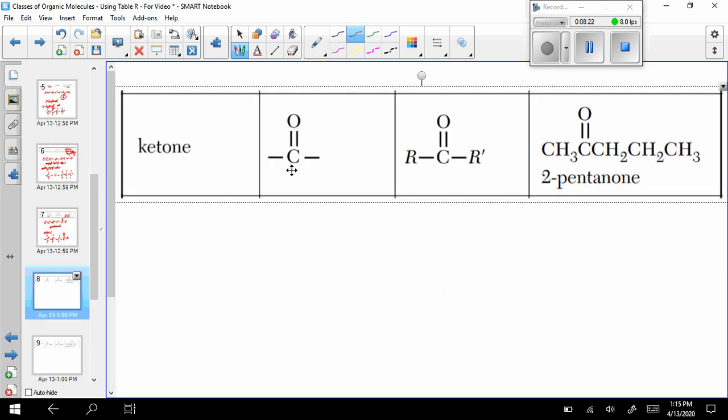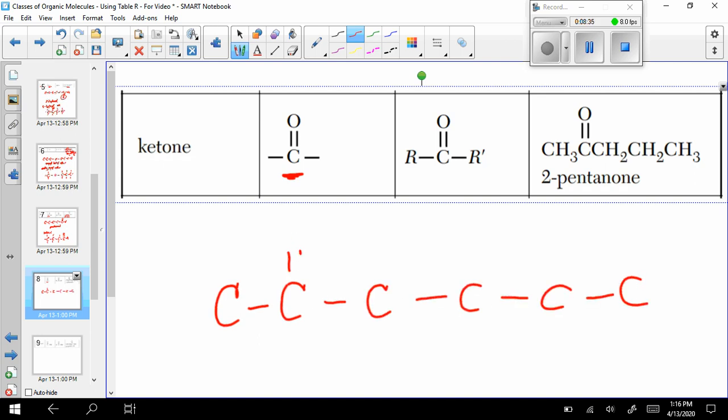All right, next one is a ketone. So a ketone, this carbon is not on the end, it's in the middle. So having a double bonded O off of a carbon somewhere in the middle of the chain. So let me draw that. There we go. So I'm going to look at how they did it. 1, 2, 3, 4, 5 in the chain. So that's how they got pent. Anone is the ending for a ketone. And then 2 tells me where the double bond is.